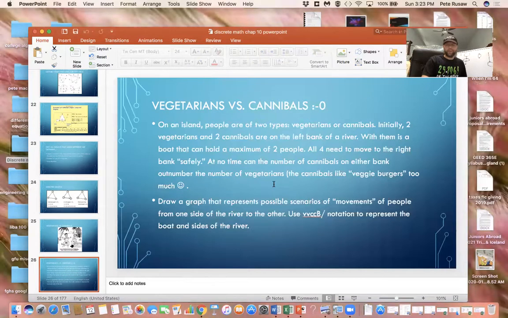Draw a graph representing the possible scenarios. So we're not just saying solve the problem. We're saying make a dot, name it this. This will be your initial dot, and then consider alternatives that don't break the rules. Breaking the rules means we lose people. And by the end, the last dot would be the exact opposite of this notation. You'd have nothing on the left with a slash and then everything on the right. So go ahead and push pause and see if you can make a graph that will do that.